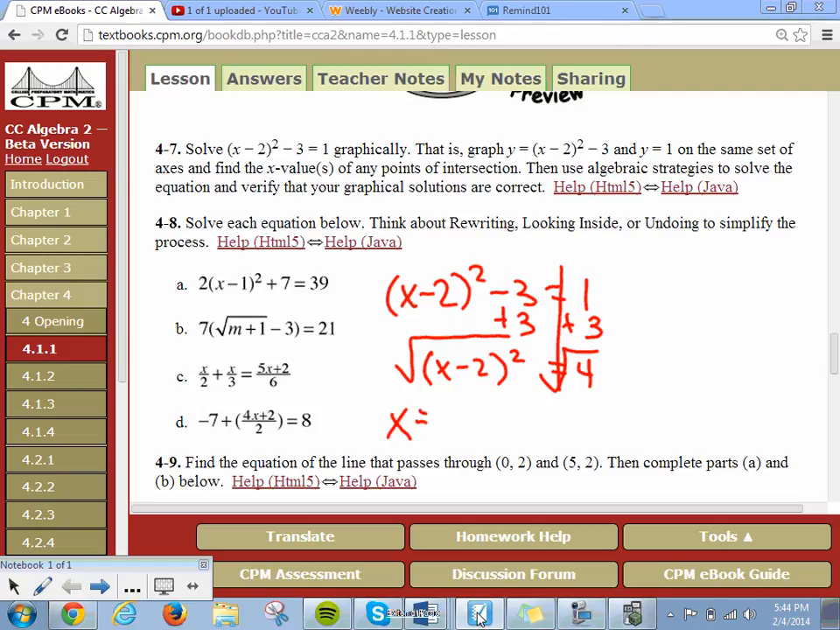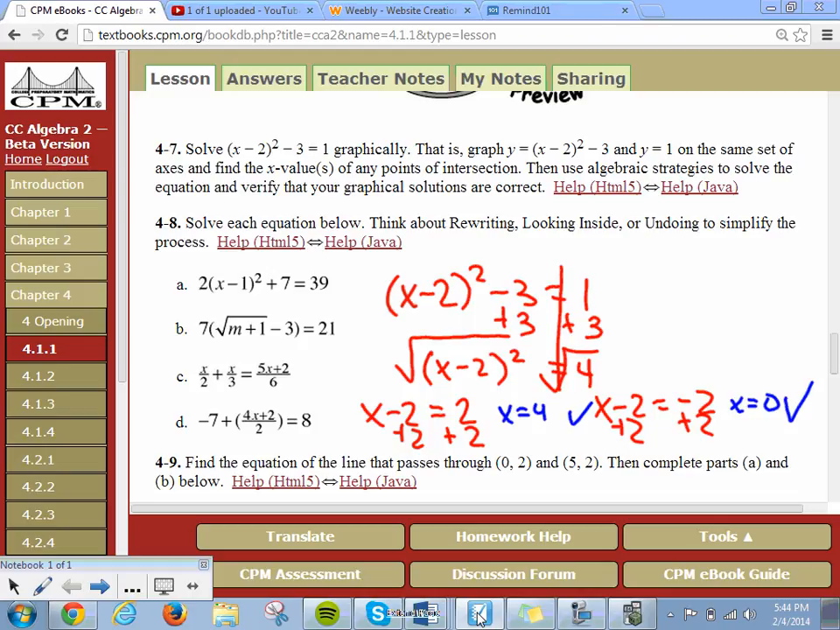It's going to be equal to 2 and negative 2, since the square root can be positive or negative. So x minus 2 is equal to 2, and x minus 2 is equal to negative 2. We'll end up adding 2 to both sides, and we will have successfully verified that x is equal to 4 and x is equal to 0. So check that out. Again, just showing you that there's multiple ways to solve something. We can look at the graph and we can also do it algebraically.